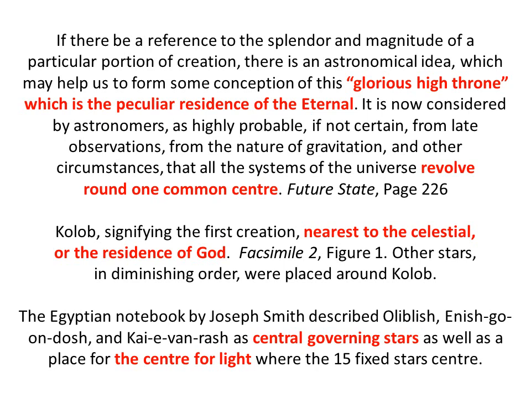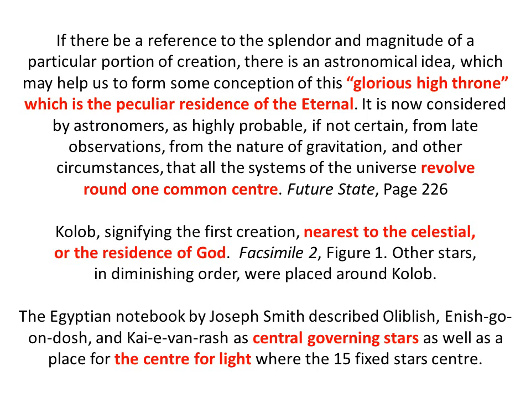And then in the Book of Abraham, there's a similar idea. Facsimile 2, figure 1 says, "Kolob, signifying the first creation, nearest to the celestial or the residence of God." And then we know that other stars are in diminishing order to Kolob and were placed around Kolob. So Kolob was kind of the center, nearest to the celestial or the residence of God. It's a very similar idea to what's in the future state here.